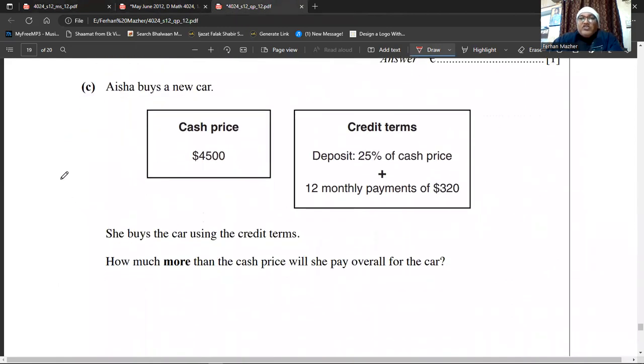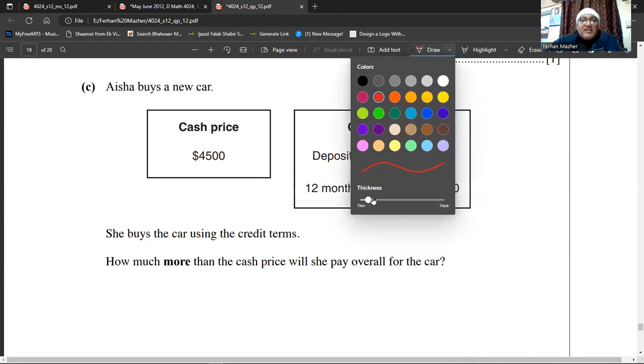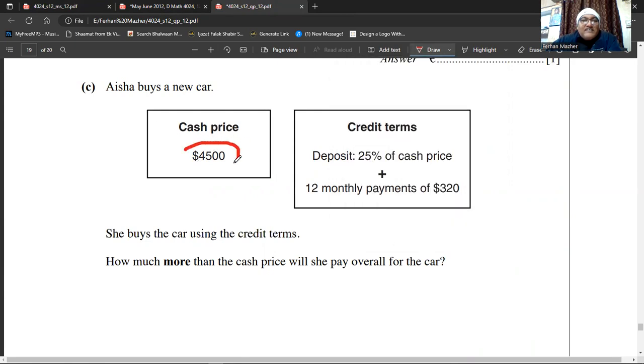Okay, so we are on question number 24, part C. It says Aisha buys a new car. This is the cash price. If you buy the thing on cash, you pay the full payment by cash. That will be $4,500. But you can buy the thing on credit.